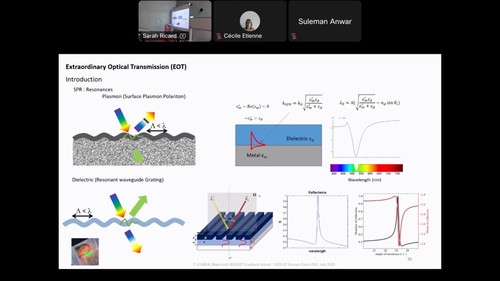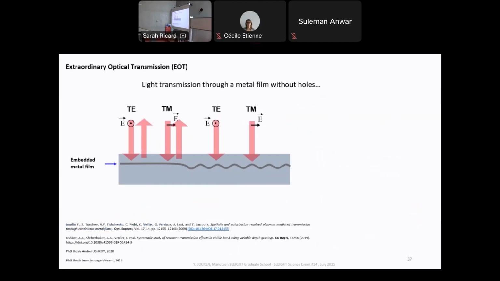For a moment, no. But if we reduce the size of the grating of the metallic layer, we will have this kind of resonant transmission. And it is what we call extraordinary optical transmission, like what we call the resonant reflection for a waveguide grating. It is quite easily explained.